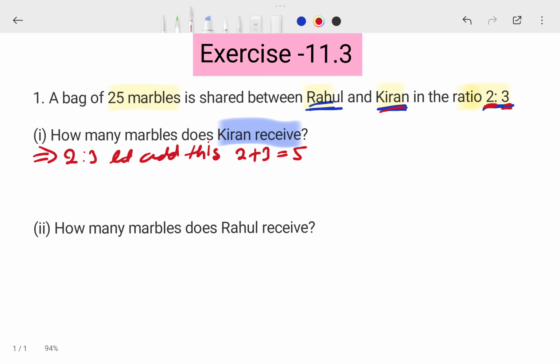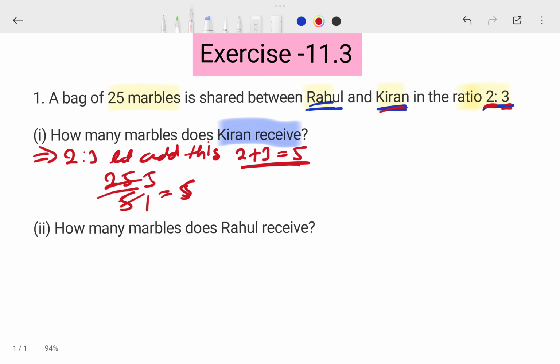Now divide the number of marbles by this. There are 25 marbles, and we are going to divide them by 5. It is going to be 5 ones are 5, and 5 fives are 25. So what is our answer? Our answer is 5.